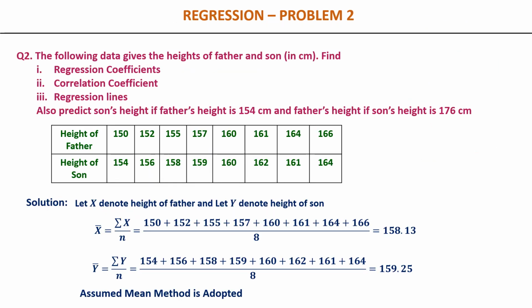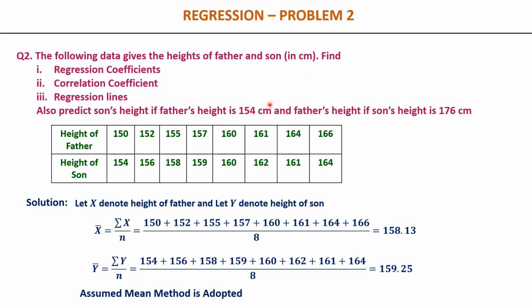Let's now see problem number 2. The following data gives me the heights of father and son in centimeters. So we have to find again regression coefficients, correlation coefficient, regression lines, and also predict the son's height if father's height is 154 centimeters, and the father's height if son's height is 176 centimeters.